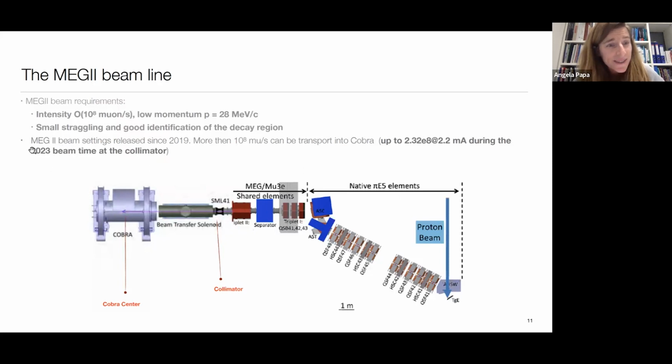And the good news is that after every tuning, year by year, this year we improved even further the number of muons, with a record of 2 times 10 to the 8 muons per second when we normalized to 2.2 milliamperes here at the collimator, before entering specifically the MEG apparatus.